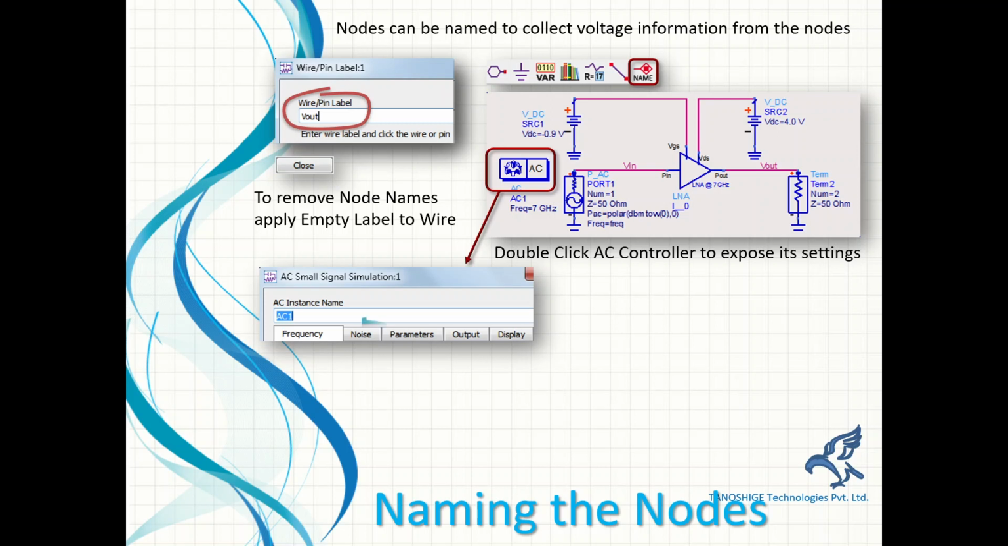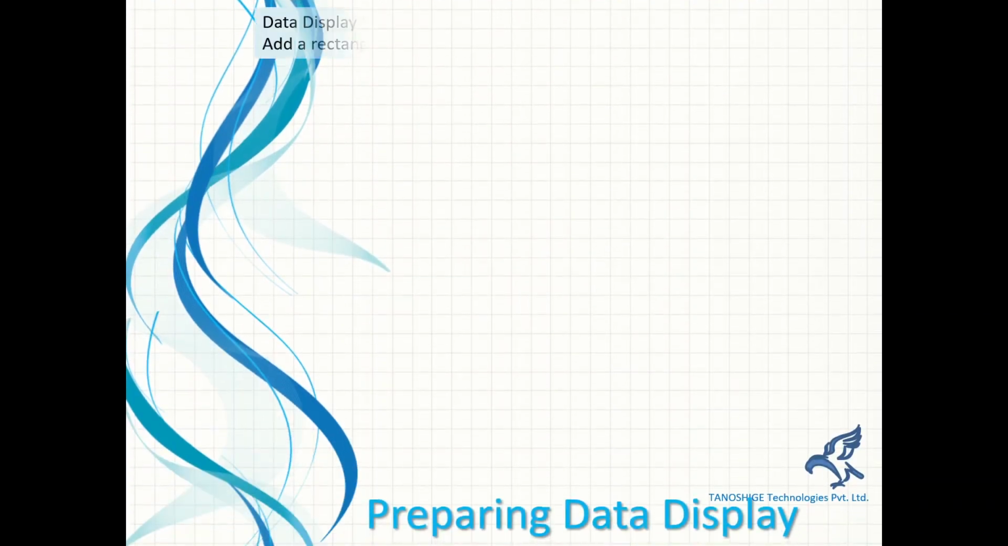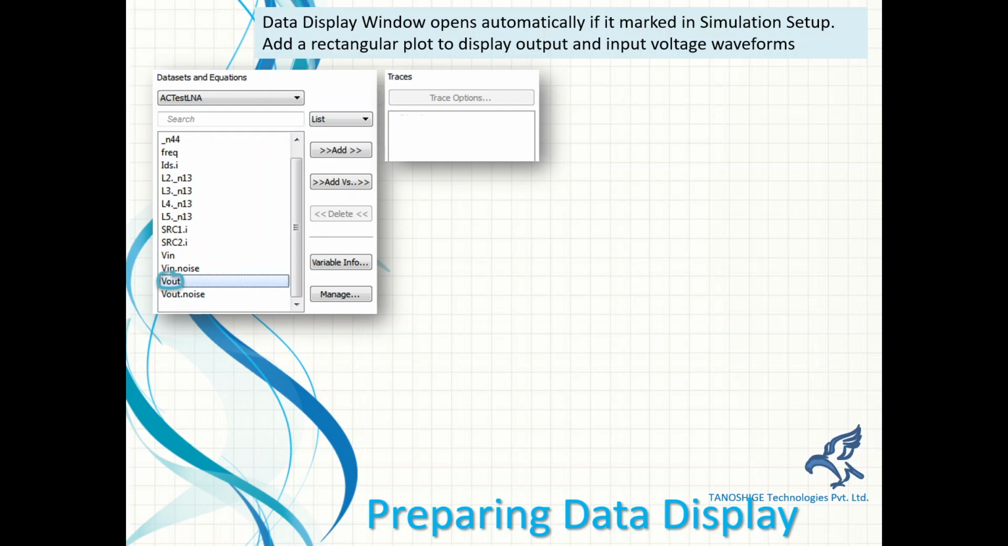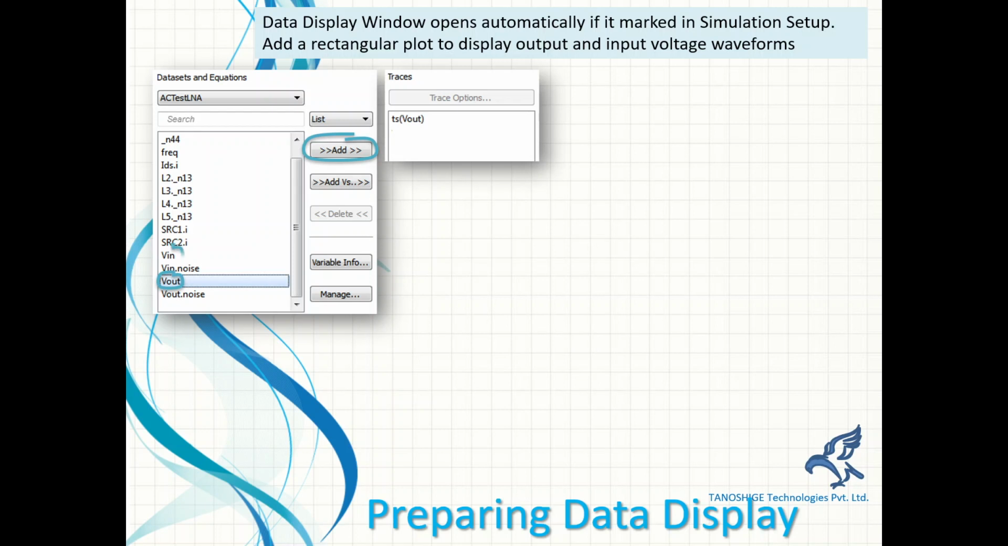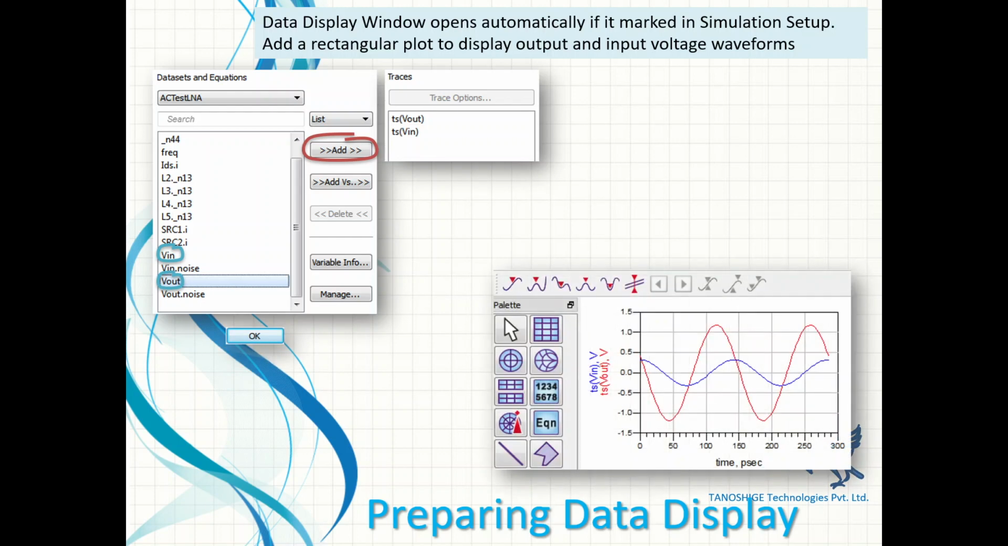Small signal simulation, AC. We'll go to noise and say calculate noise, and we will select the pins where we want to compute noise. We want to do it for Vout and Vin. The data display window will open automatically once the simulation is done. We are going to put out Vout, add time domain signal, and then put Vin, again the time domain signal, and we are going to have this. So this is coming from the AC simulation.